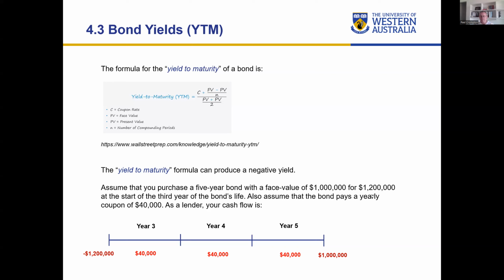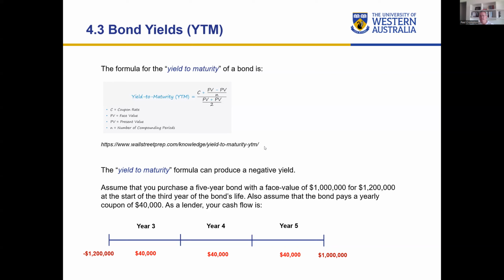Okay, so we've got this bond that I've just explained. The bond pays a yearly coupon payment of $40,000. Now, as a lender, this is your cash flow if you hold it to maturity. So you're paying out $1.2 million at the beginning of year 3. So I've got a negative sign indicating that money is leaving your bank account. Then we've got 3 coupon payments coming to you, so positive numbers of $40,000 over the rest of the life of the bond. And then when the bond matures at the very end of year 5, you get the face value of the bond, that is $1 million back.